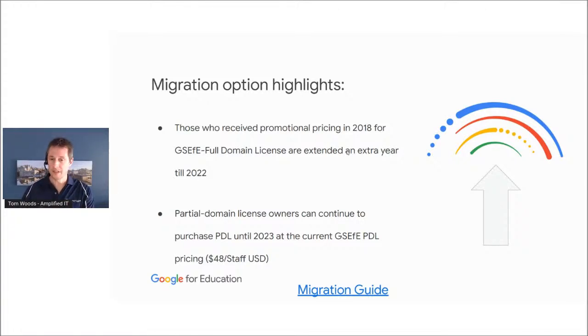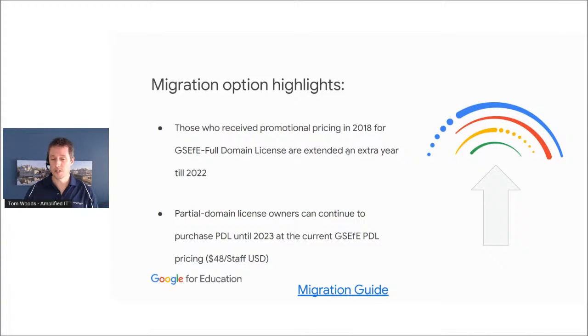If you do see something you like or that would work better for you, moving to Teaching and Learning Upgrade or something like that, then we'd encourage you to speak with your reseller and discuss what those options would look like. But otherwise, you can still buy those partial domain licenses, 50 more, 100 more, at the $48 per staff US up until 2023. So that's another great highlight out of that migration guide, time-wise, where you're being given that buffer to continue to do that if that makes the best sense for you.